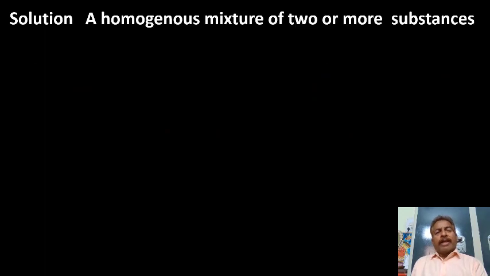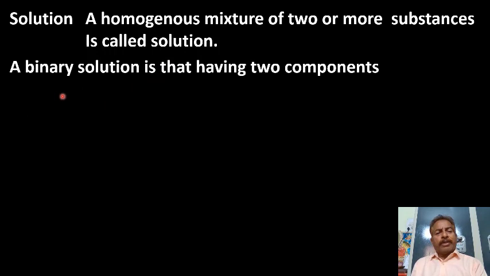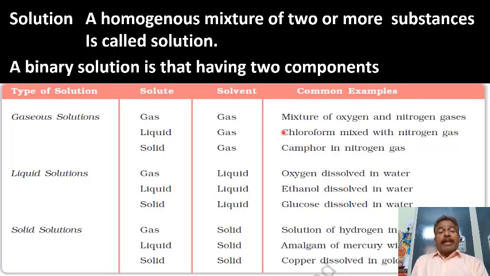Solution. A homogeneous mixture of two or more substances is called a solution. A binary solution is one having two components. If the solution has two components, two substances, then it is a binary solution. There are different types of solutions. Examples of binary solutions are salt solution, sugar solution, etc.